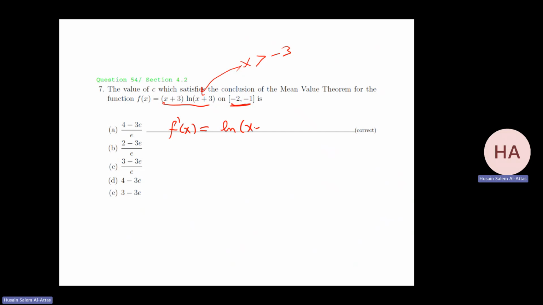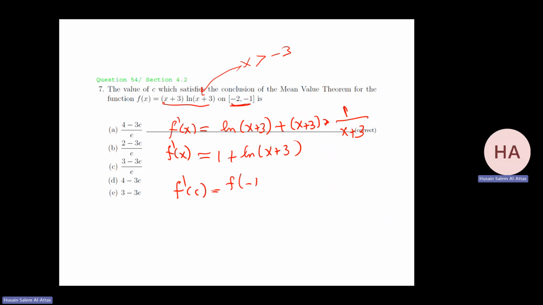That will be ln of x plus 3, plus x plus 3 times 1 over x plus 3. So it will be 1 plus ln of x plus 3. That will be f prime. So I need to check c, f prime at c.